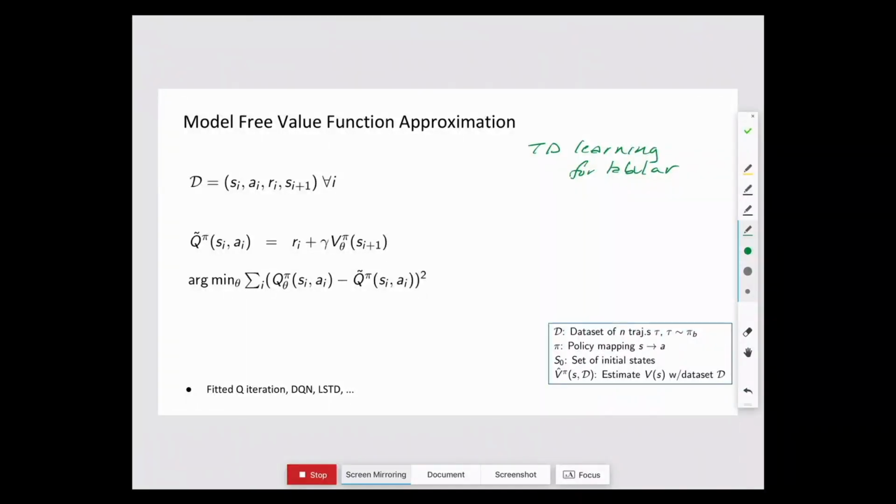A second approach is model-free function approximation. And again, we talked about this before. We talked about TD learning, and that was for the tabular case. And then we talked very briefly about fitted Q iteration, where we talked about parameterizing our Q function, our value function, with a parameter theta. So this is a parameter vector. And this can either be something like linear regression or deep neural networks, et cetera.